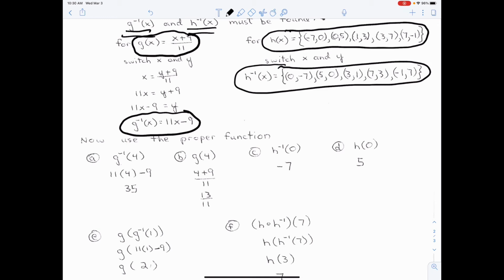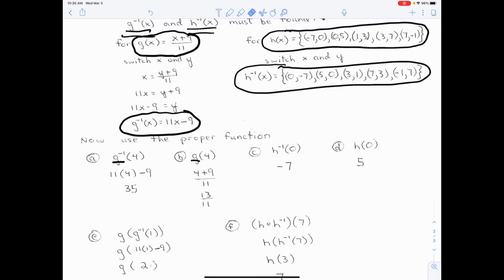Okay, part B, find g of 4. Which one do we use here? We use this one. Why? Because g of x is different than g to the negative 1 of x. You have to use the one that's got the name given in the problem. And the name here is g. The name in the first one was g to the negative 1. So we use g of x, we plug in 4, and calculate it.